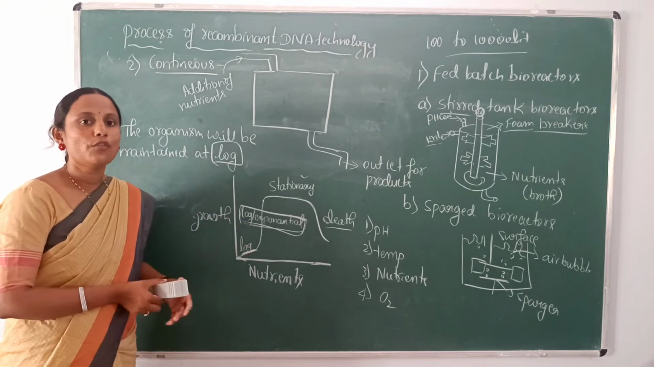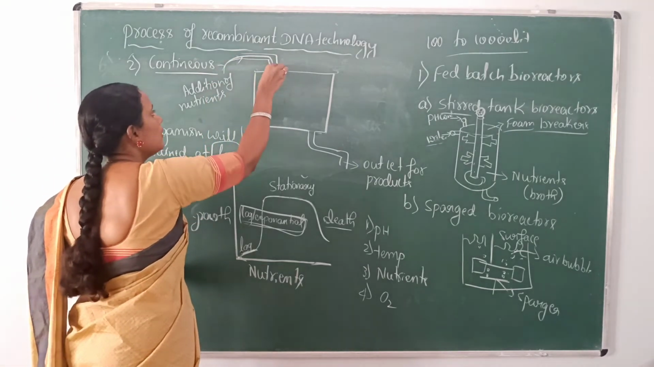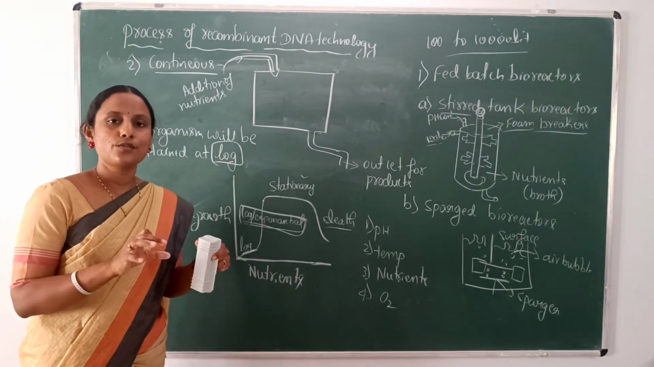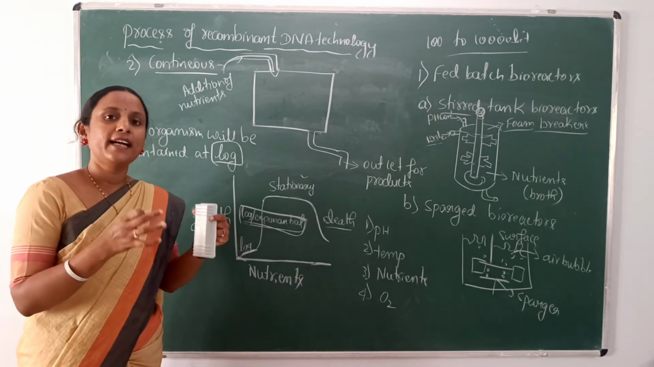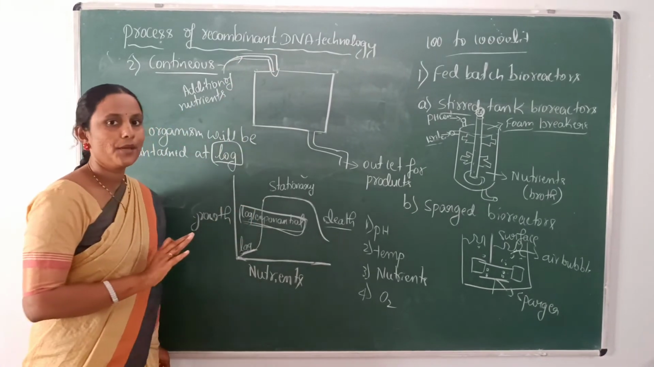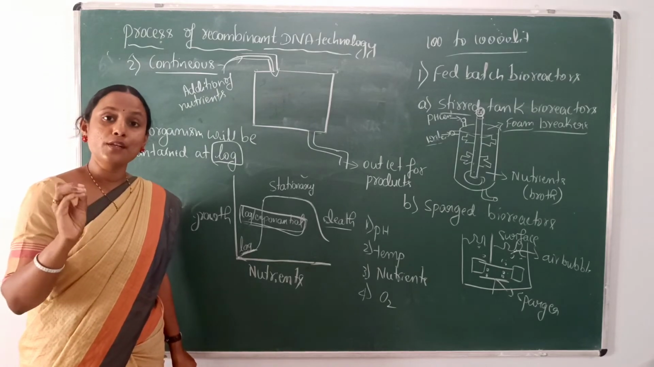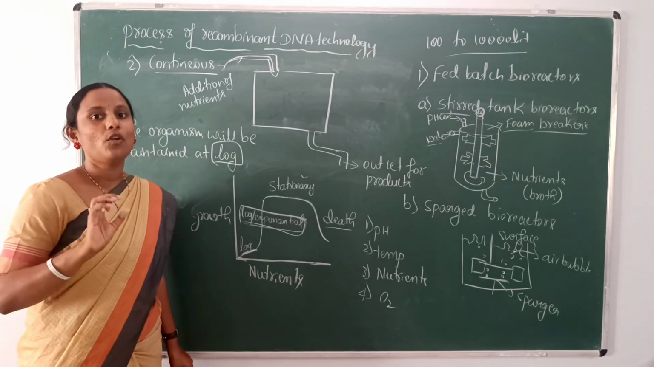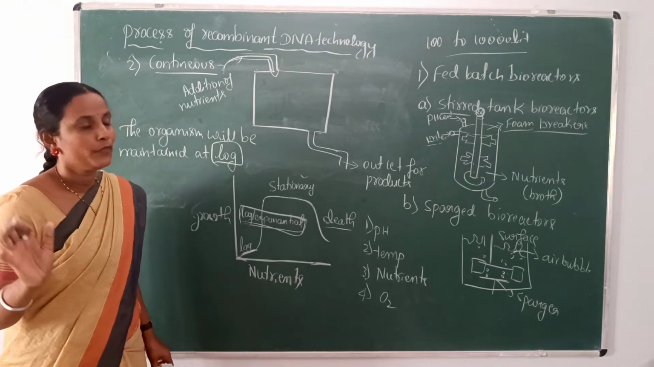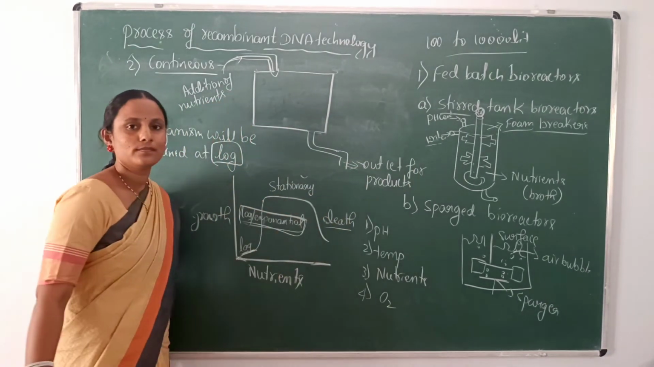Once it reaches the log phase, the nutrients are added continuously on a defined amount. So a large amount of nutrients should not be added. In a defined amount, the nutrients are added to the reactor continuously, so that the organism will go on producing the metabolic products, and it will not enter into the further phase. So whatever the products produced will be taken out.